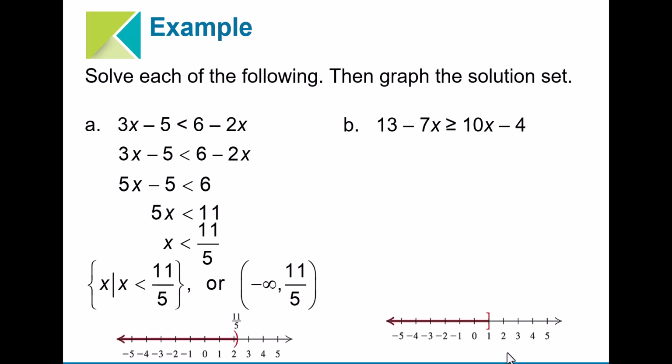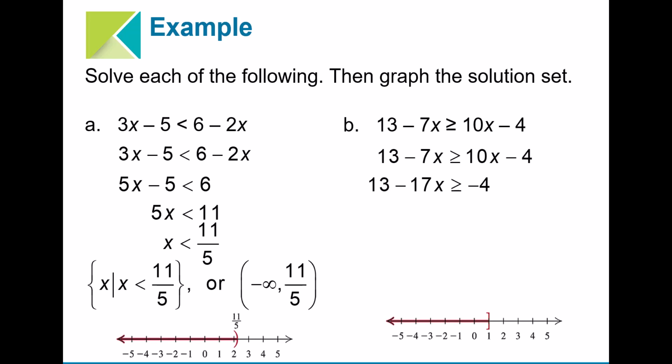And how you express these answers, as you can see already, the graph was there, but notice this is less than. So we use this line as a "such that": x has to be less than 11 over 5. Or we can say all the way from negative infinity up to 11 over 5, and notice the parentheses. I mentioned that here on this next one.